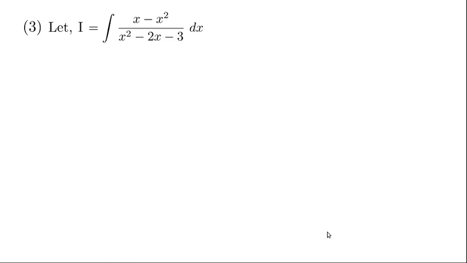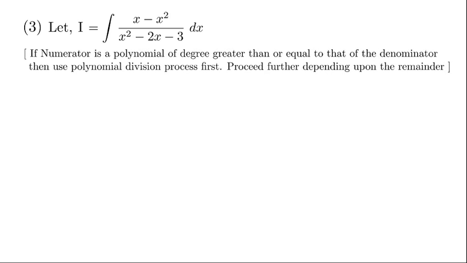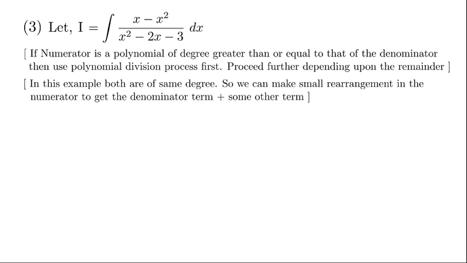So the next problem: we have the numerator as a quadratic polynomial, and the denominator is also a quadratic polynomial. Generally in such a case, if the numerator is a polynomial of degree greater than or equal to that of the denominator, then we use the polynomial division process first, and then further we proceed depending upon the remainder. But in this case, it is a special case. Here both are of the same degree, so we can make a small rearrangement in the numerator to get the denominator plus some other term.